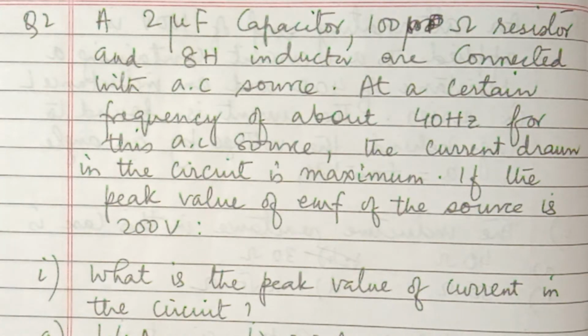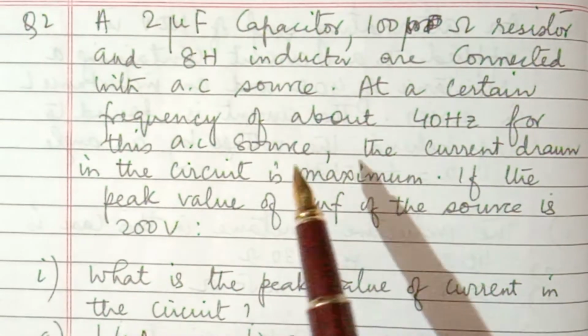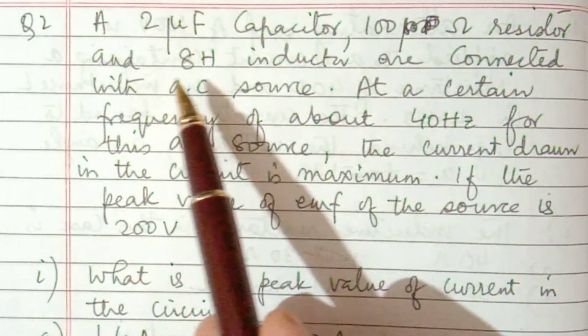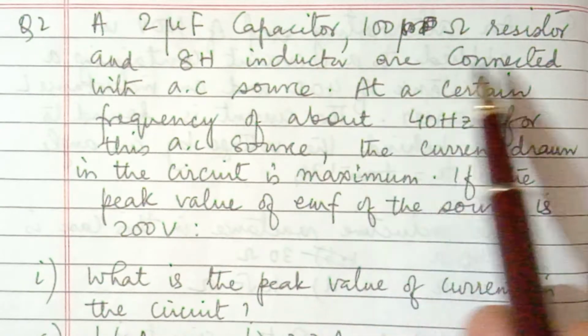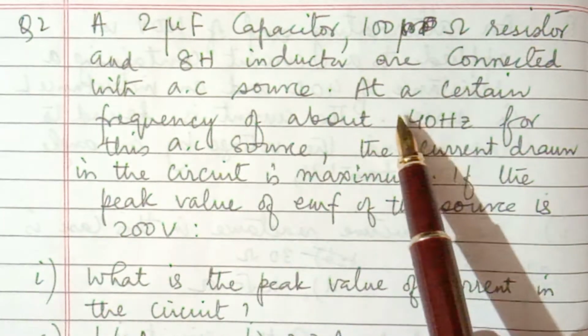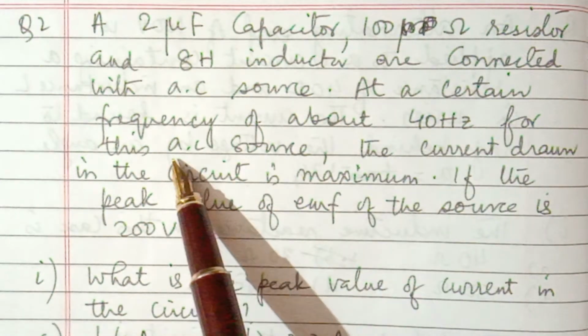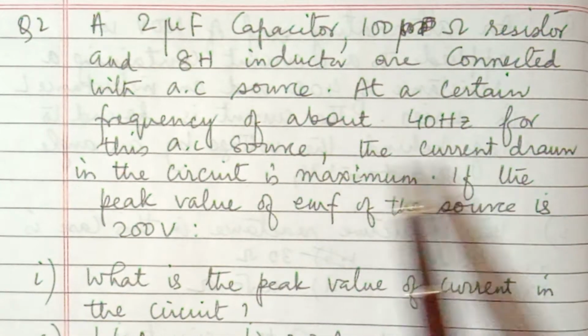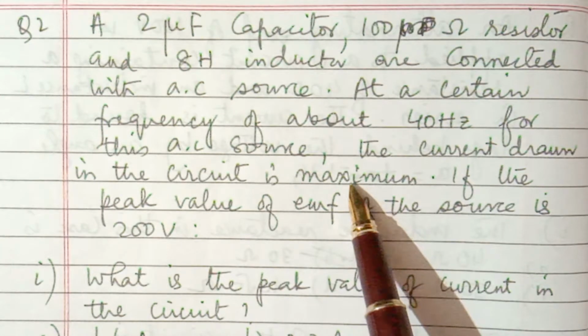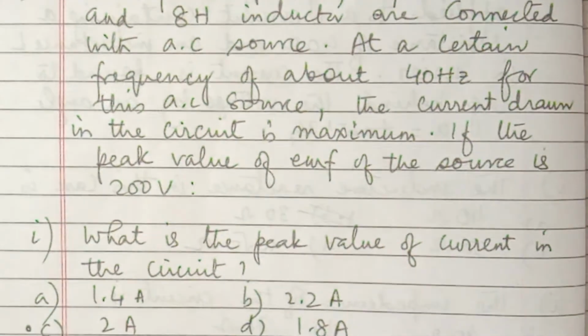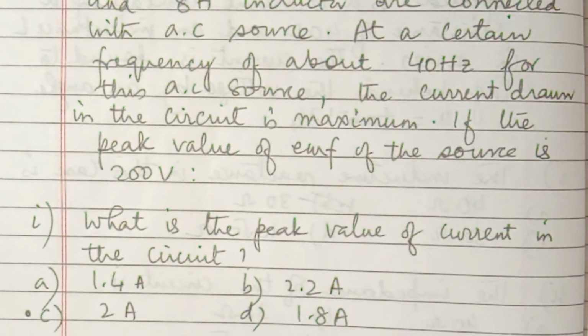Okay, we'll go to the second question. It is like this: a 2 microfarad capacitor, a 100 ohm resistor and an 8 Henry inductor are connected with an AC source at a certain frequency of about 40 Hertz. For this AC source, the current drawn in the circuit is maximum. If the peak value of EMF is 200 volt, what is the peak value of current in the circuit?